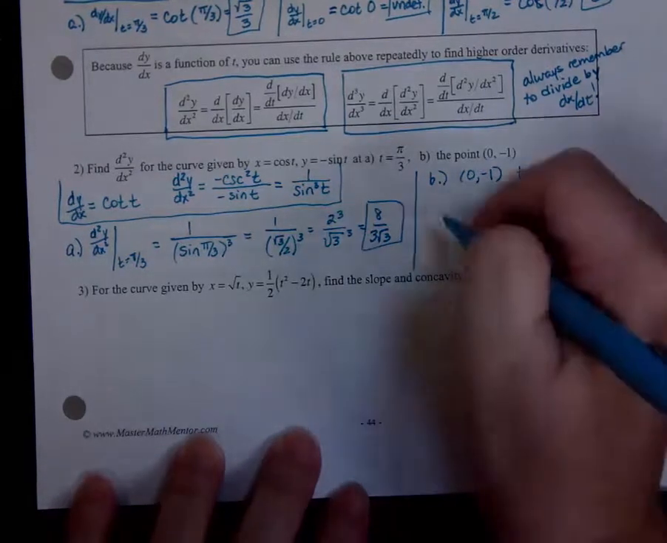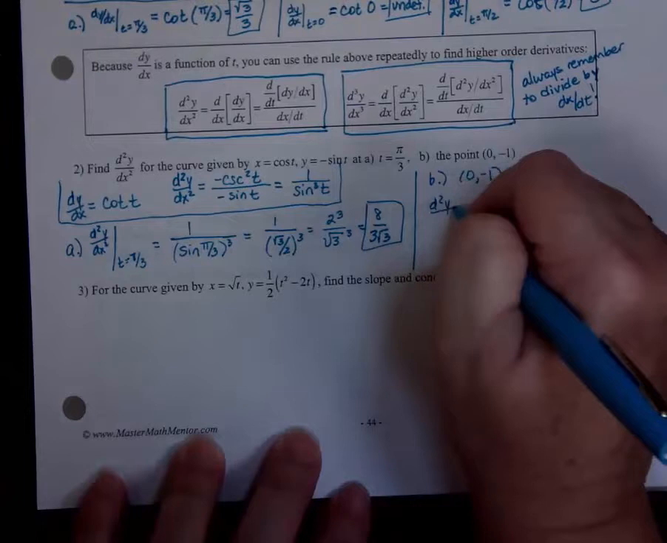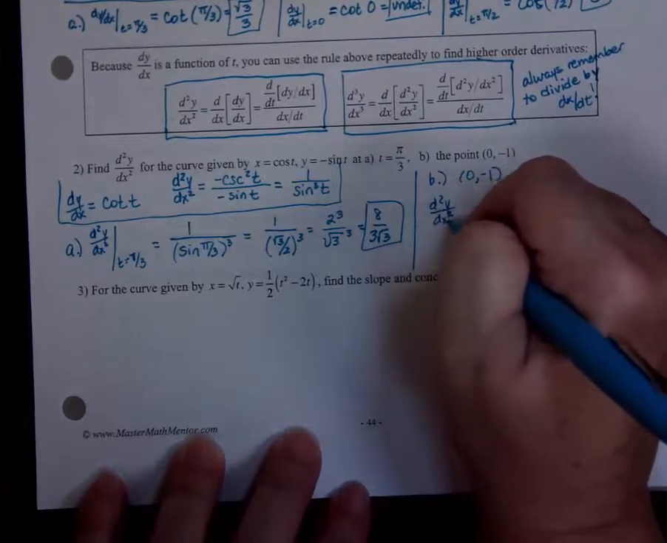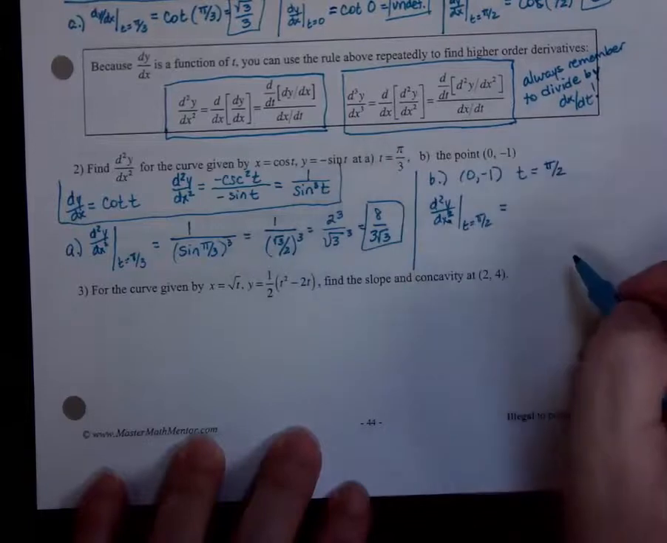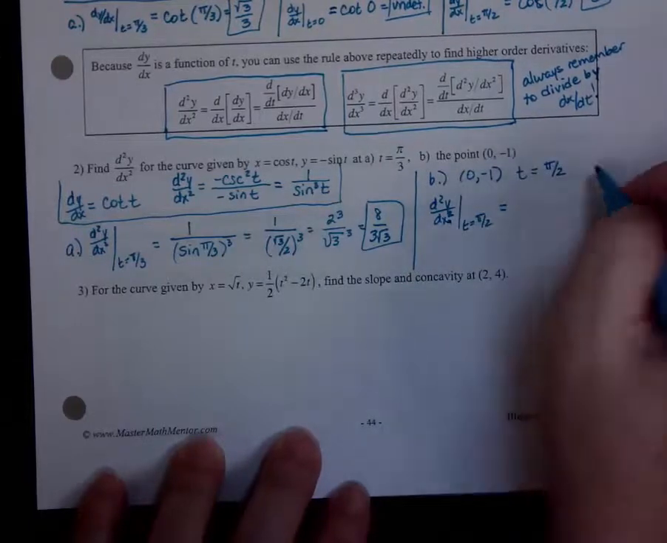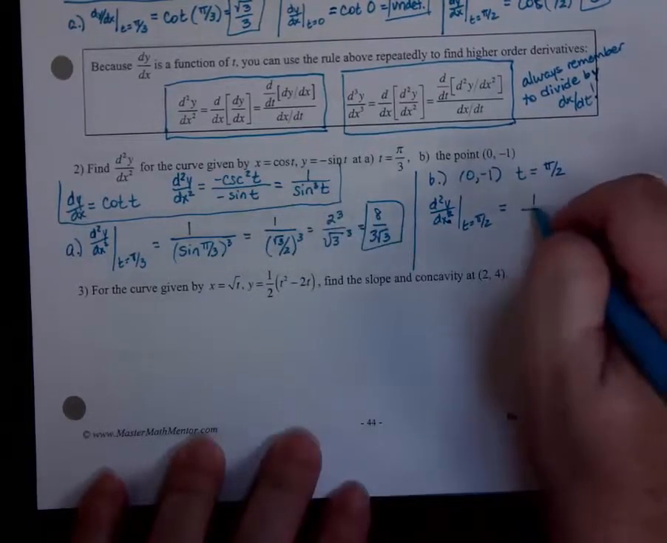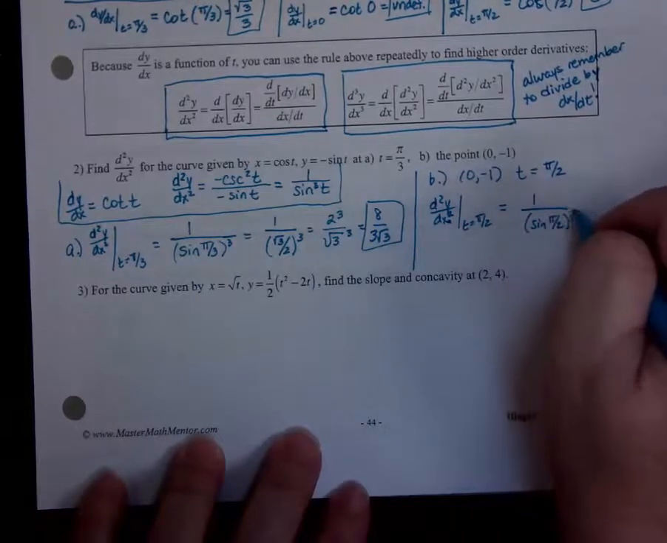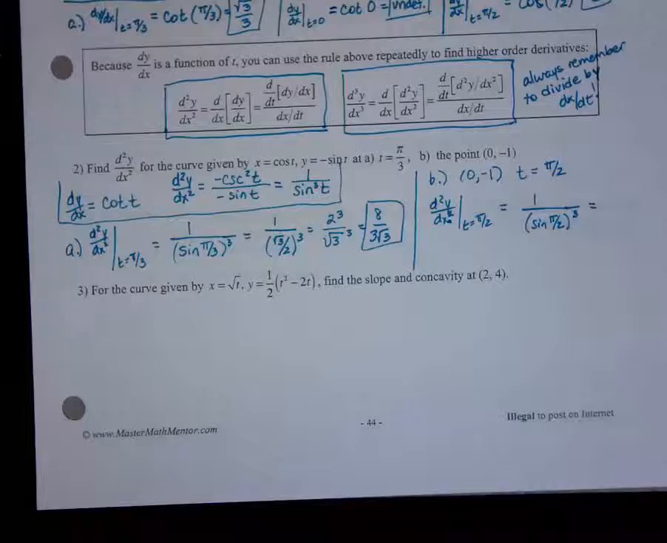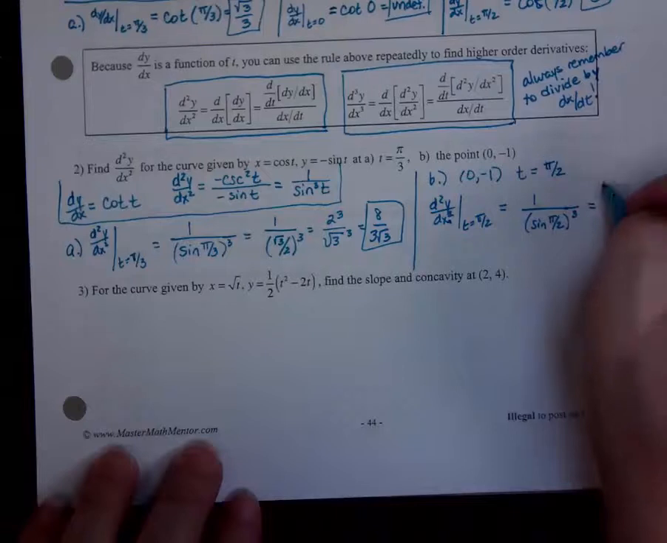So we do d squared y over dx squared at t equals pi over 2. So we just take our derivative, plug in pi over 2. So now it's sine of pi over 2 cubed this time. Not square root of 2 over 2, that's pi over 4. 1. It's just 1. So 1 over 1 cubed is 1. We're done.